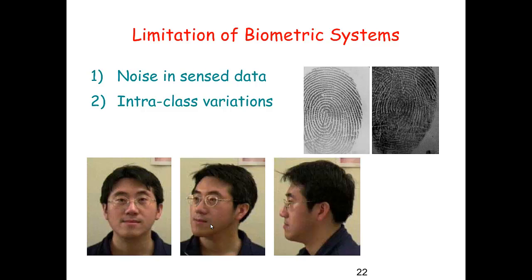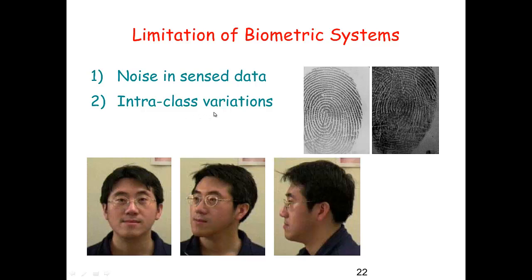However, there are also some limitations for the biometric system. One is noise in the sensor data. This noise will affect the performance of the system. For example, this is a fingerprint that has a good appearance, but this one is not good, it has a lot of noise there. Also, there are many broken parts in the fingerprint.